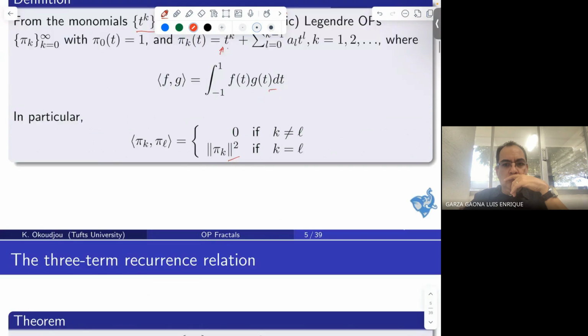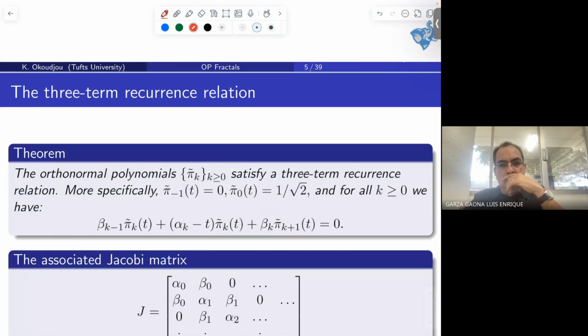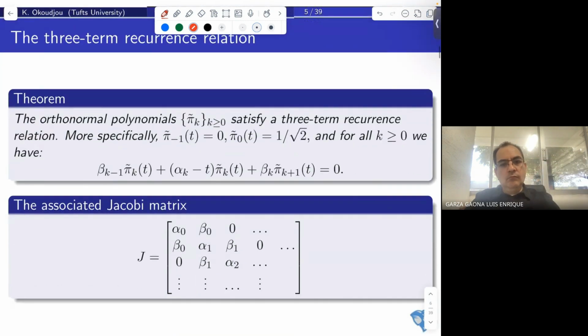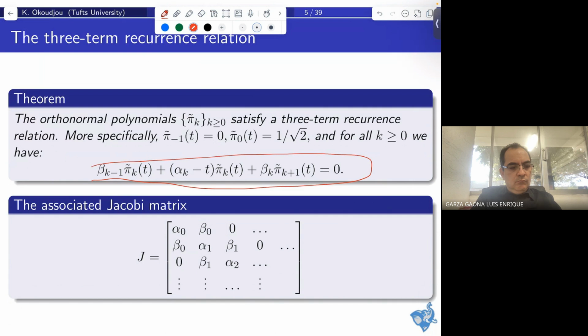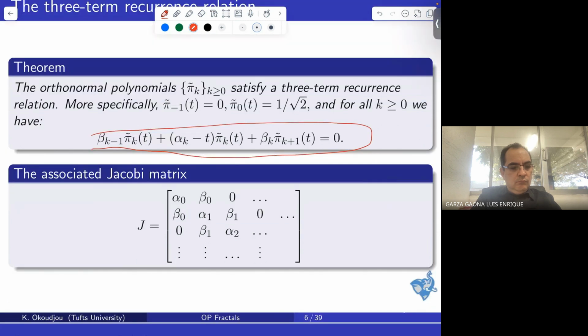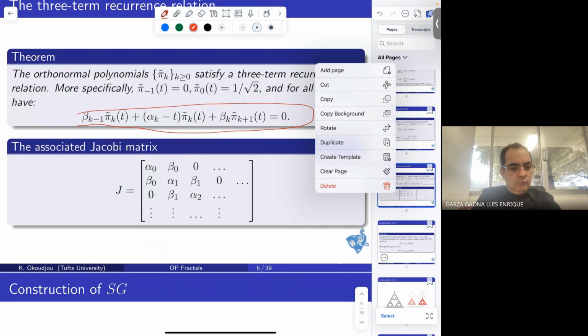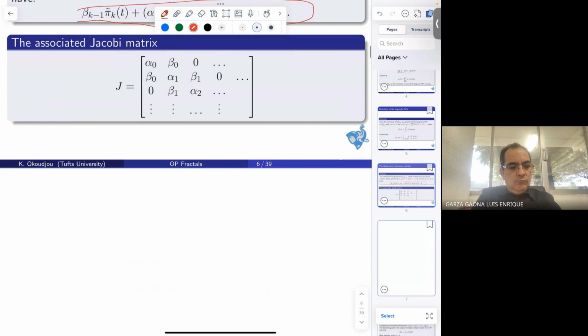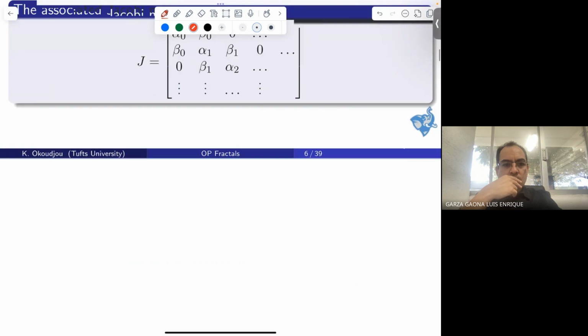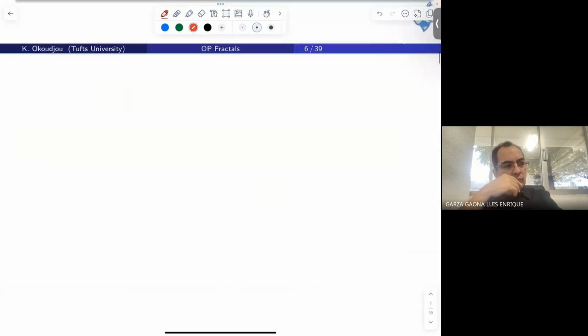One of the fundamental relations in the theory of orthogonal polynomials is the three-term recursion formula, which is written here. And a good way for me to think about it is, because I'm using the iPad, I can just add a quick sheet here, add a page, and I'm going to move this back here.